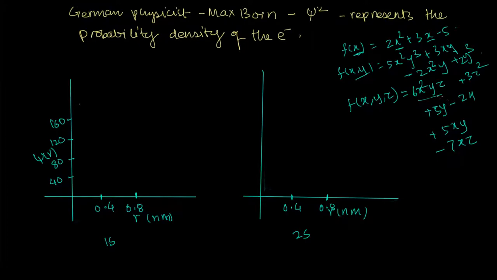Here, 1s being a sphere and singly oriented, what are we trying to do? We are saying that for a given r, there is a value of psi, and it remains the same all over a sphere of radius r. This is what it means.